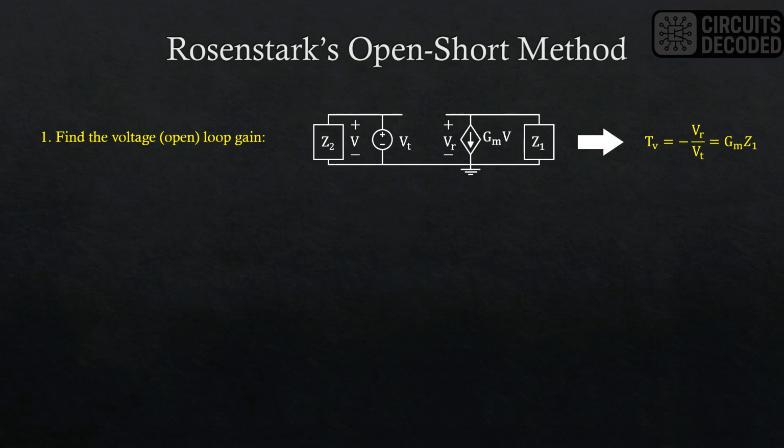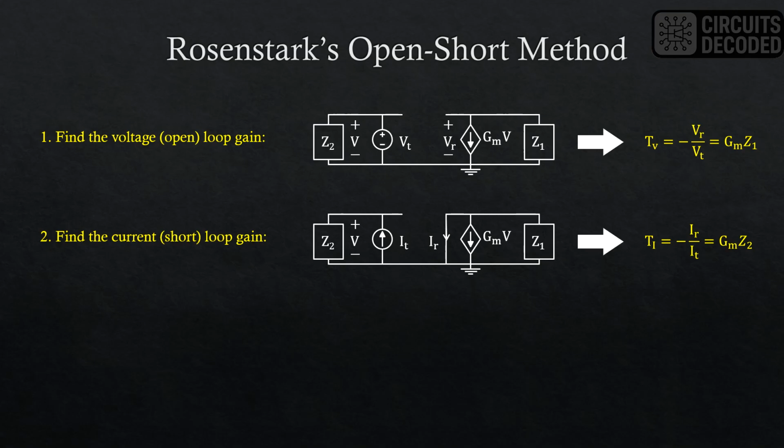Another approach I find more useful is the Rosenstark's open short method, as it does not require us to change the circuit after breaking the loop. However, this is a two-step process, which requires us to find both voltage and current loop gains. So firstly, we break the loop at any point and apply test voltage Vt as before, and find the return voltage Vr. This gives the voltage loop gain Tv, which is equal to minus Vr over Vt, which is equal to Gm times Z1.